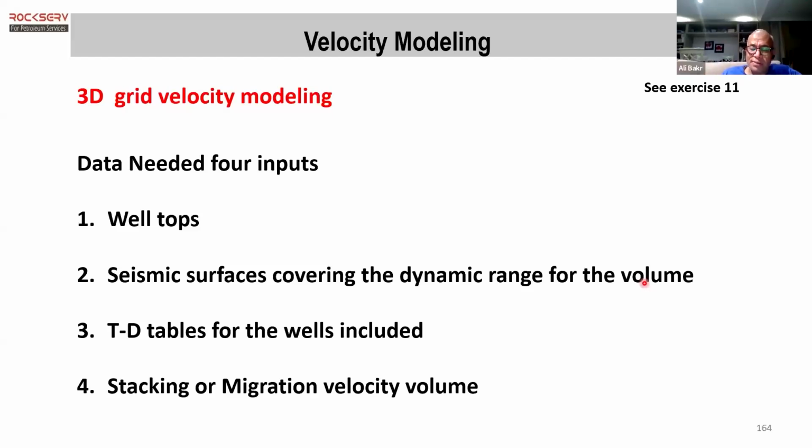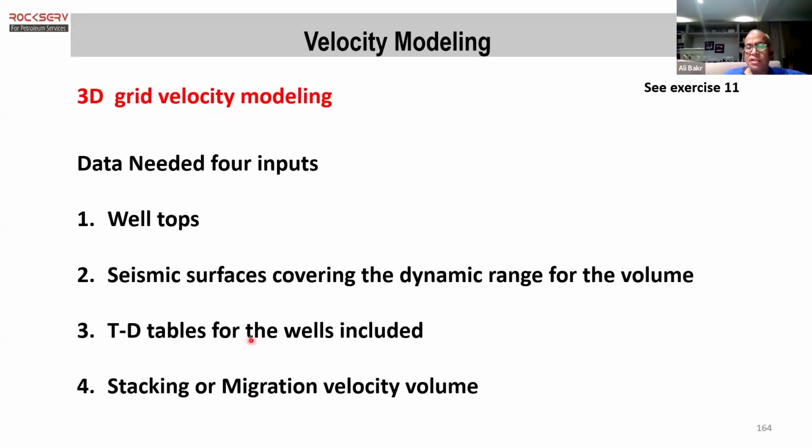If I have 2 wells, I don't know exactly if my reflector is going up or going down between the 2 wells. Who will describe to me the behavior? My surfaces. So I'm going to use my surfaces as a guide for the change of the position of my reflector on the seismic. Then number 3, the time depth table.